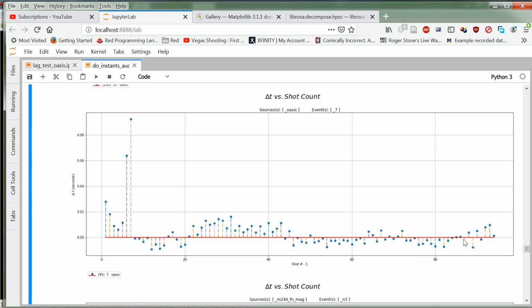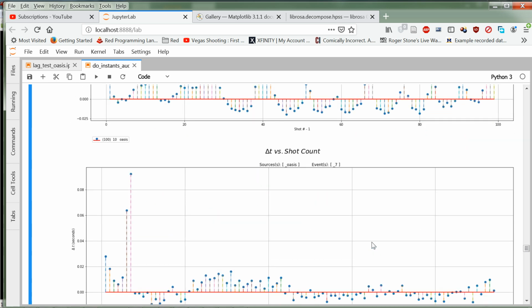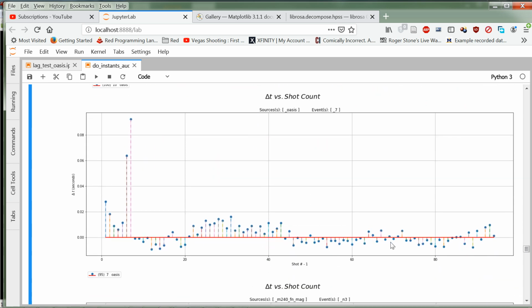Here's volley 7. You see that it doesn't have the same pattern as volley 10 at all. In fact, the fine structure here, in this case it's predominantly under, in this case it's predominantly above, and here it kind of splits it. So there might be 3 different modes of operation there, but they're all pretty close to the mean except for the first few shots.